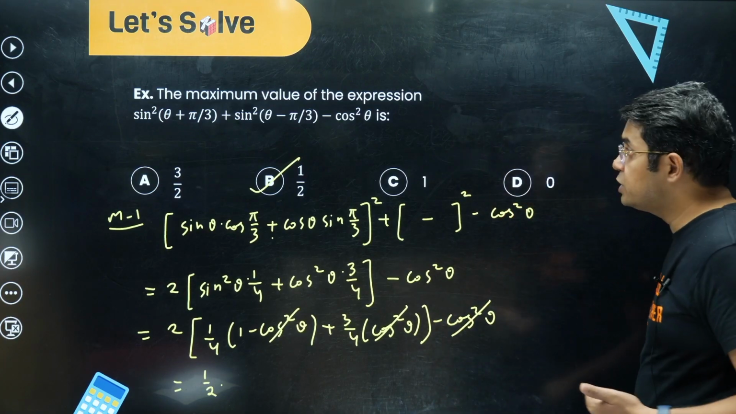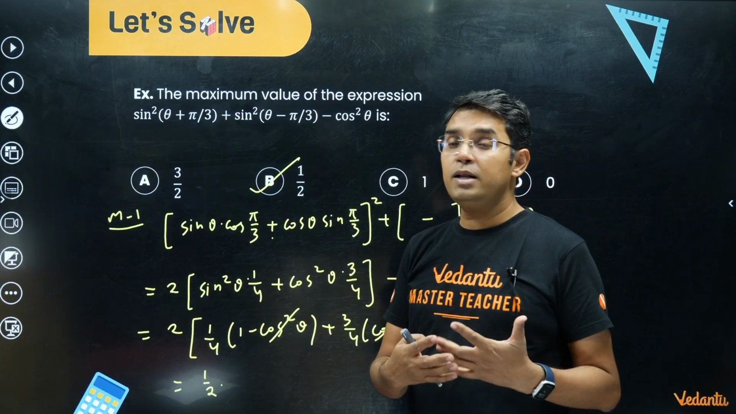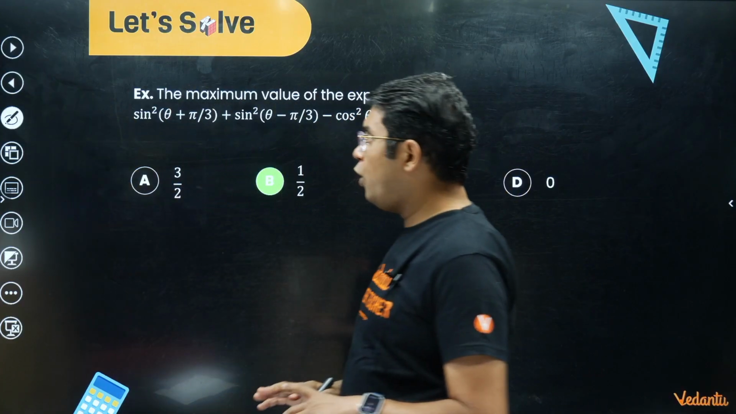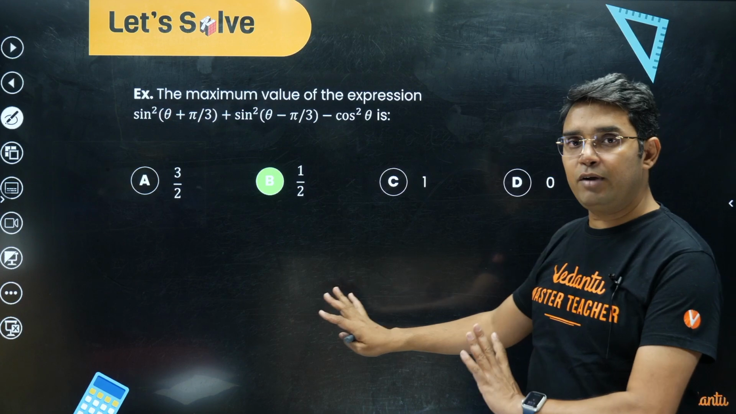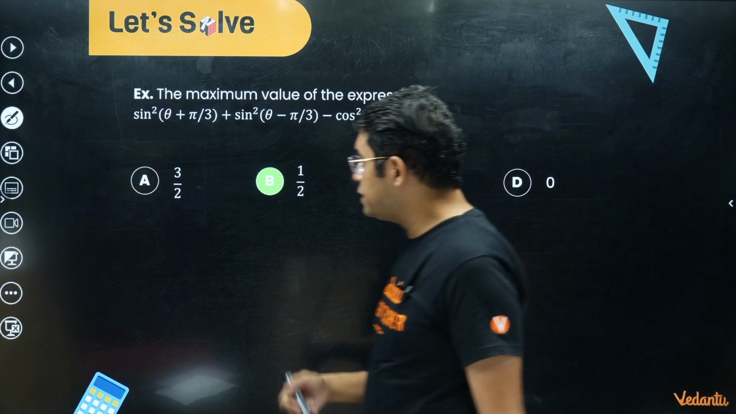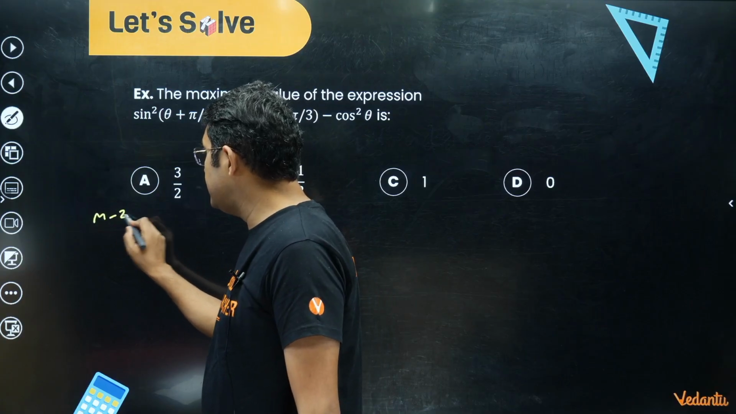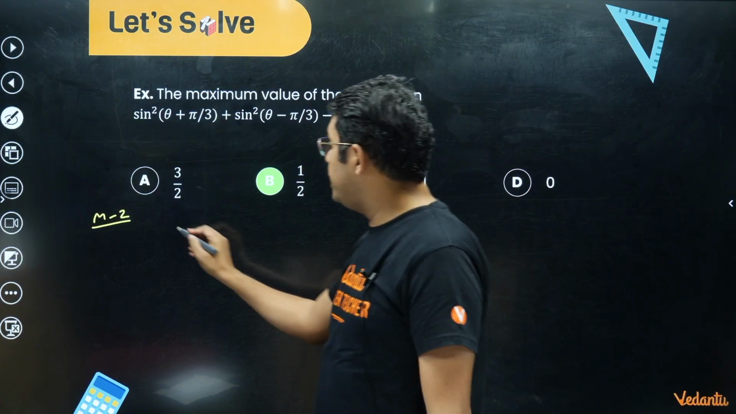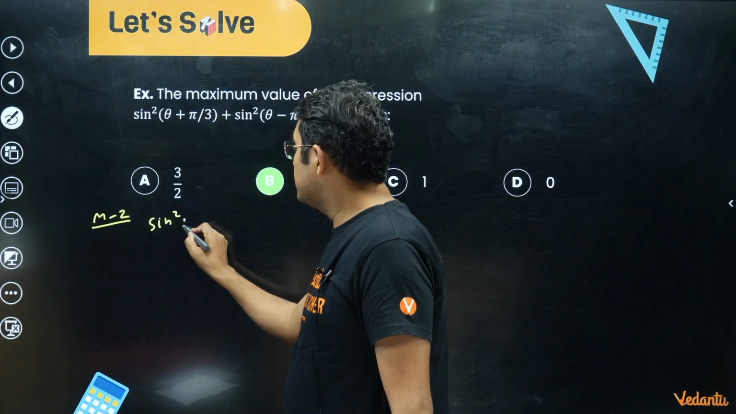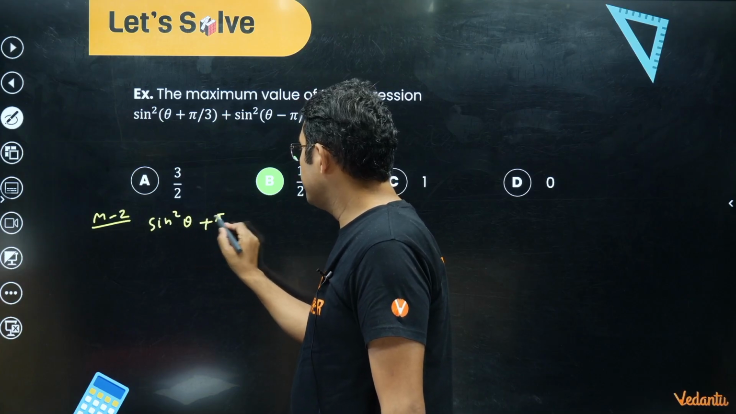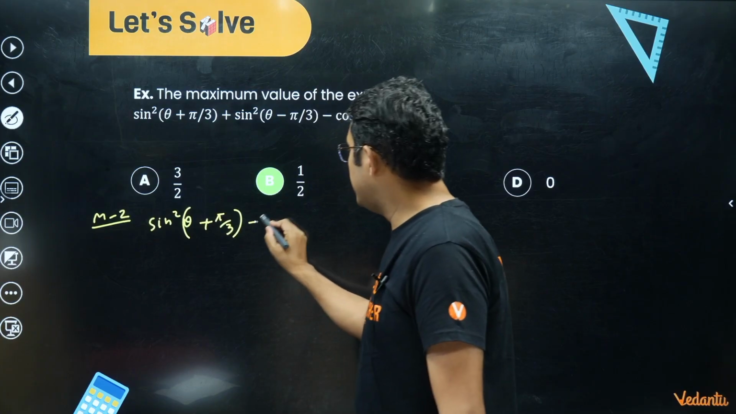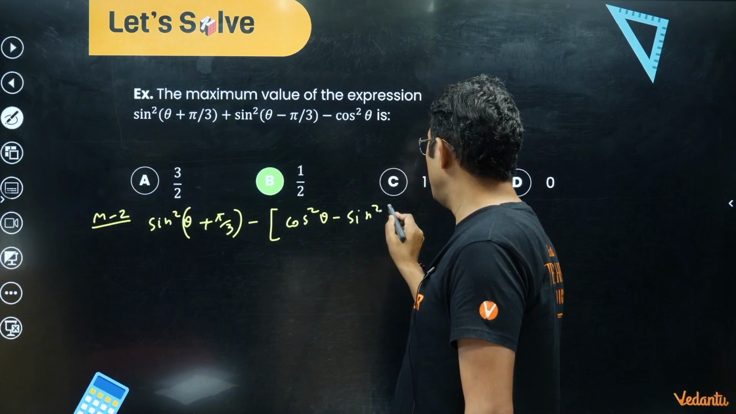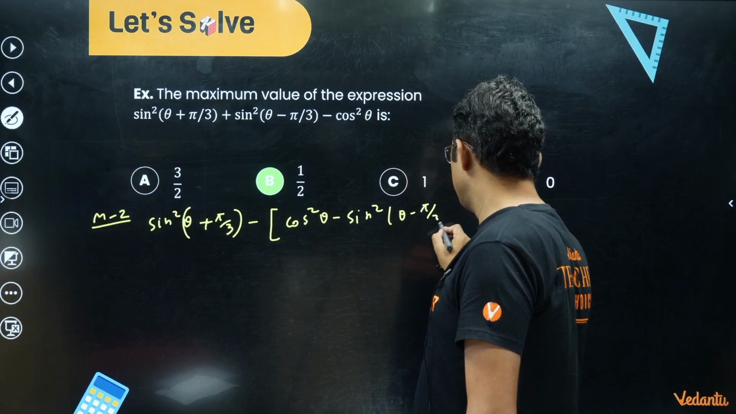Okay. You could have done this question by converting sine square in terms of cos 2 theta, or I would like to use one more result, although for this question I think whatever I have done is a better method. Okay, but just for the sake of giving you multiple methods, I would like to give you maybe 2 more methods. So my next method would be, you can write sine square theta plus pi by 3 minus cos square theta minus sine square theta minus pi by 3.